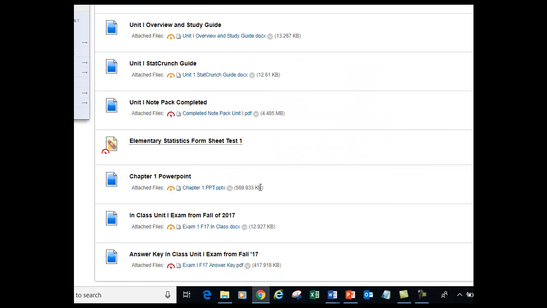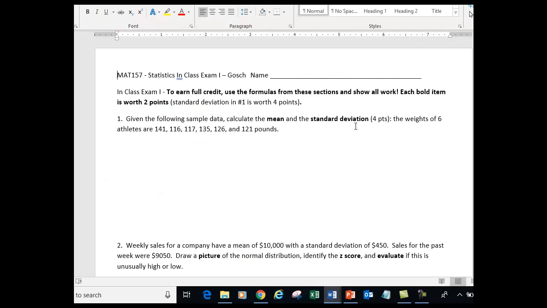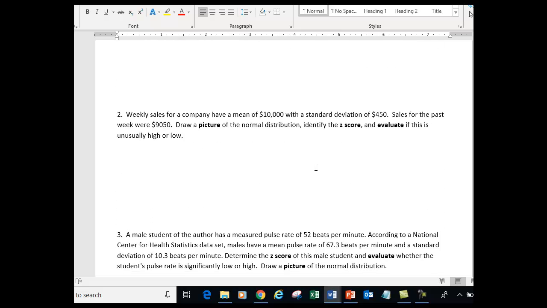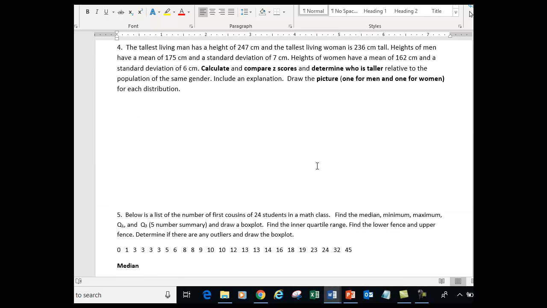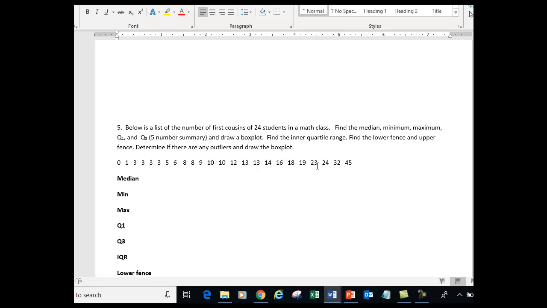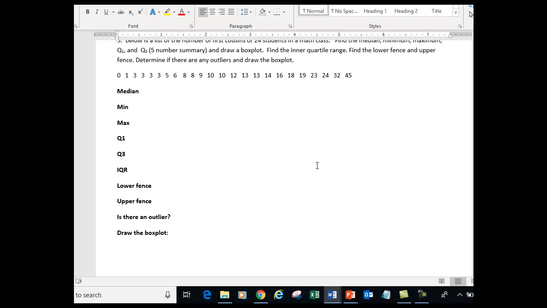And then the last two things I think are what you're really going to like. I have posted a test from last fall, 2017, the test that I gave students, as well as the answer key. And so the test looks like this. Your test that you will take on Unit 1 will look pretty similar. It starts out with a problem on finding the mean and standard deviation, and then moving on to a couple problems on utilizing z-score, and then comparing z-scores from data from two different populations, and then a box plot problem. So this is a very, very good review.